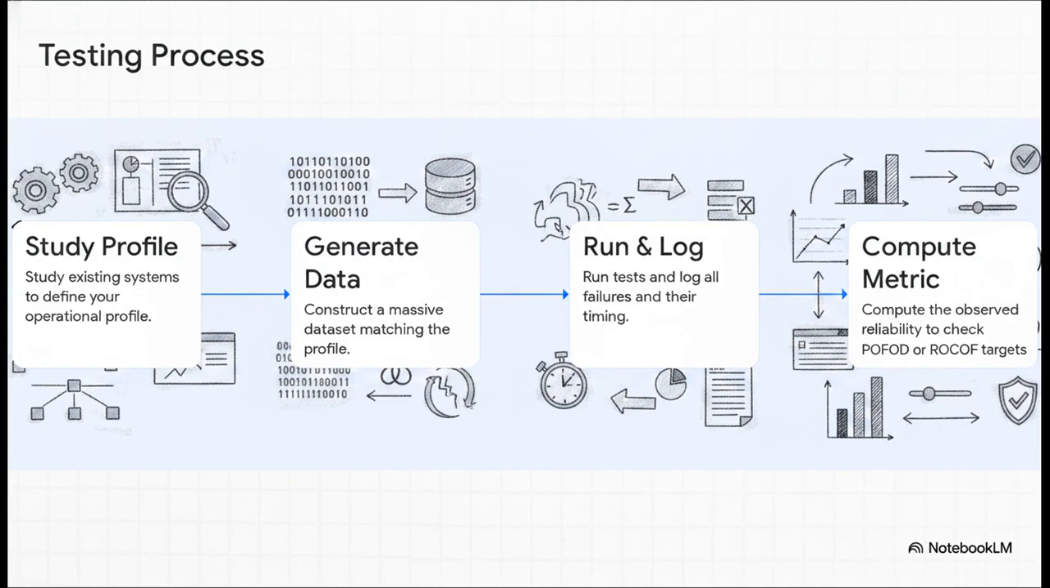There are 4 chronological stages to statistical testing that you need to know. First, you study existing systems of the same type to define your operational profile. Second, you generate a massive dataset of test data that mathematically matches that exact profile, which usually requires an automated test data generator. Third, you run the system using this data, meticulously logging every single failure and exactly when it happens. And finally, after observing a statistically significant number of failures, you compute the observed reliability to see if you've hit your POFOD or ROCOF targets.